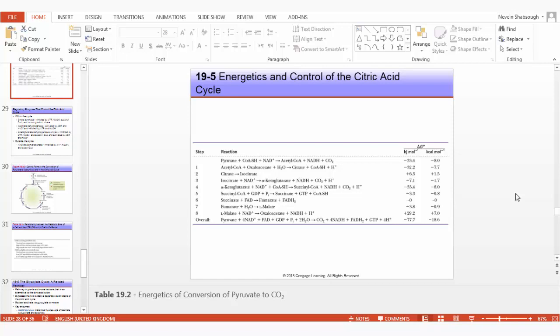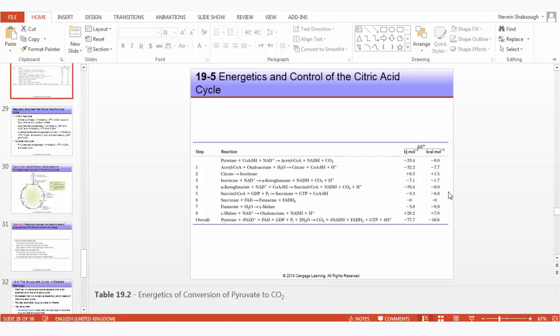Now in this table we see the energetics of conversion of pyruvate to CO2. If you look thoroughly at this, these are the 8 reactions of the citric acid cycle and the reaction before the cycle. Most of the reactions are exergonic. The highest exergonic one is acetyl-CoA and oxaloacetate to produce citrate, and the highest endergonic is the oxidation of malate to oxaloacetate.